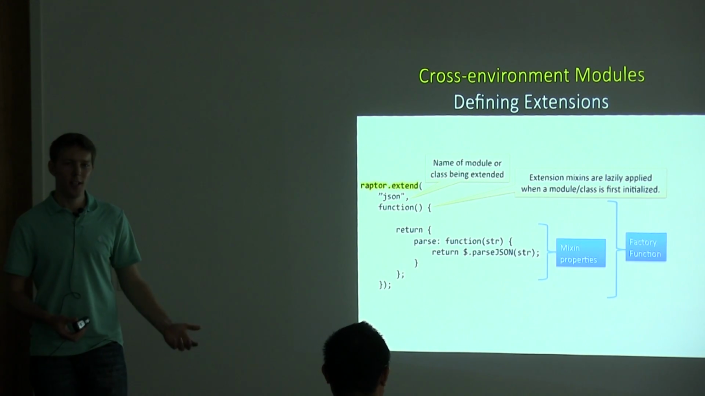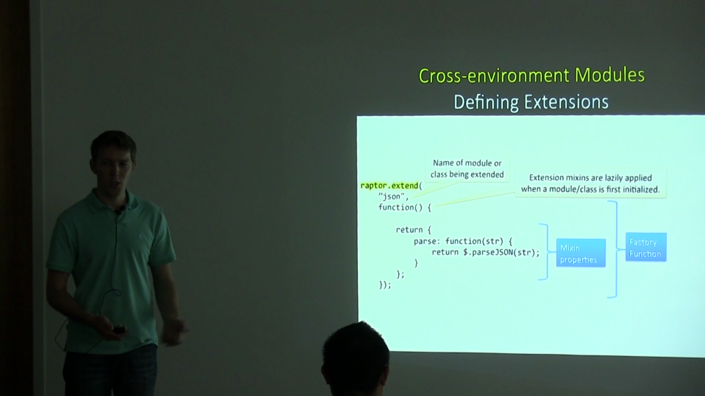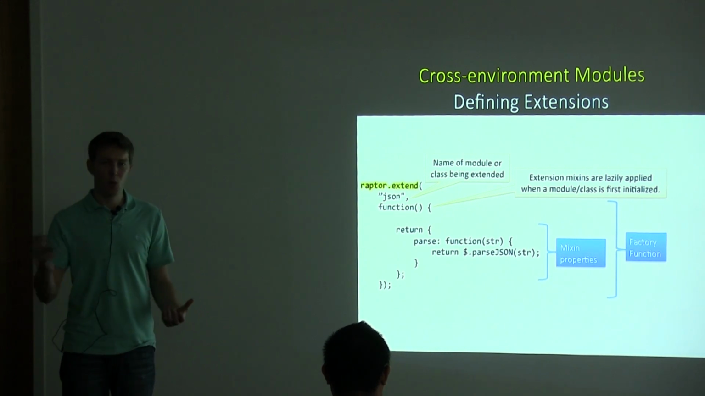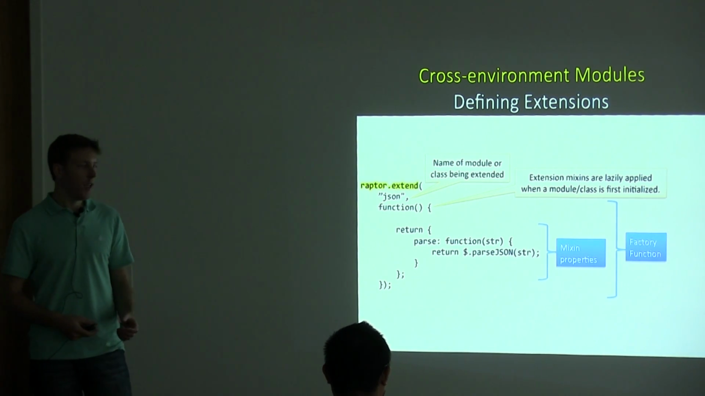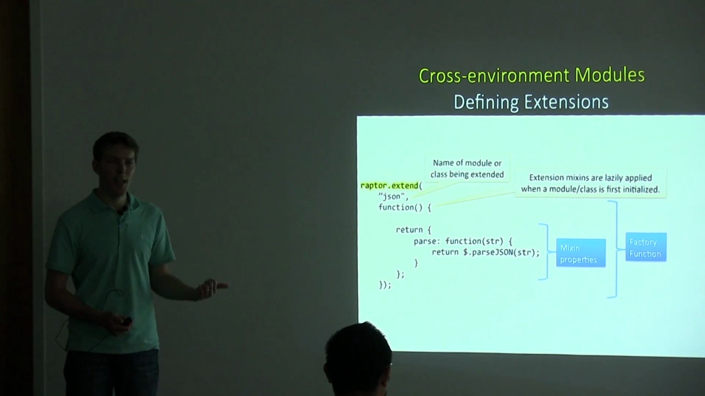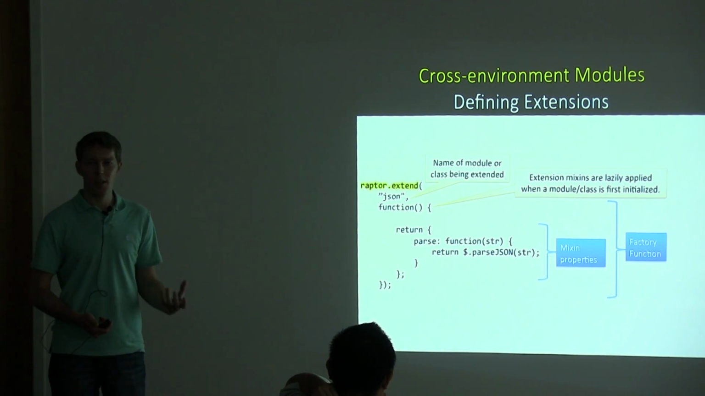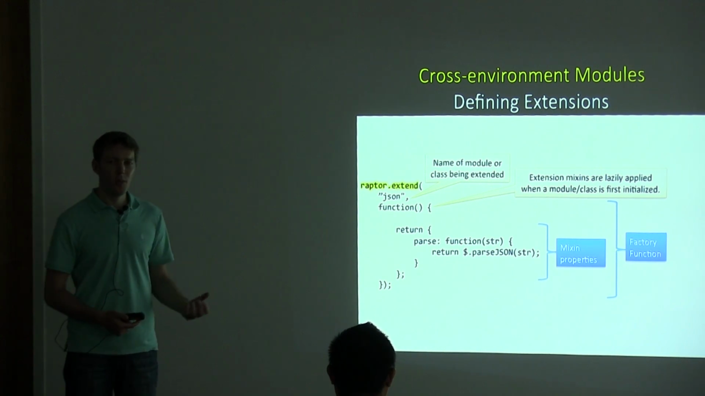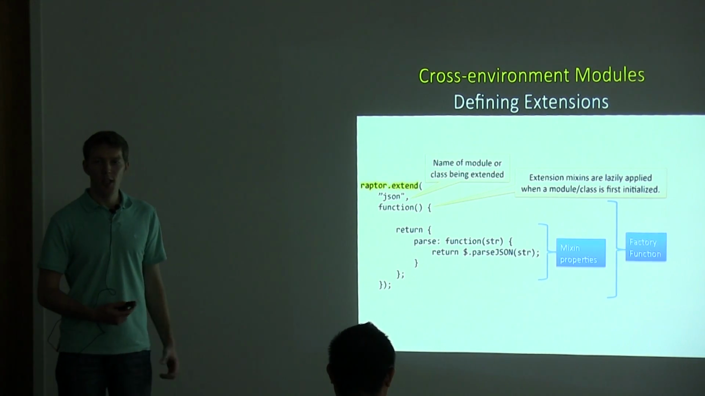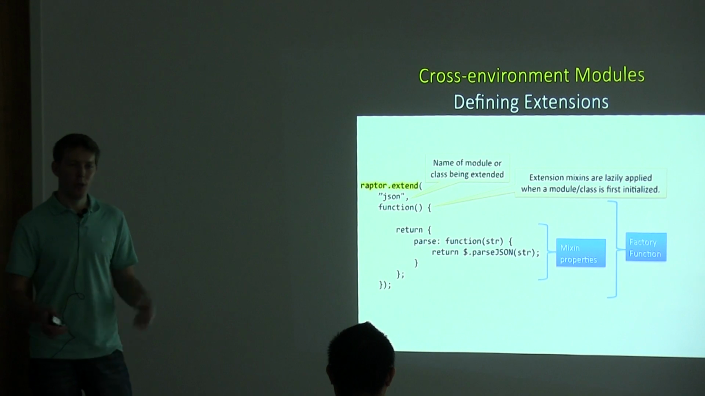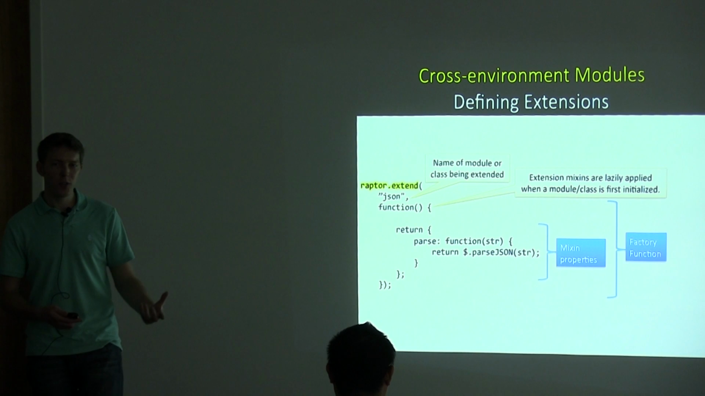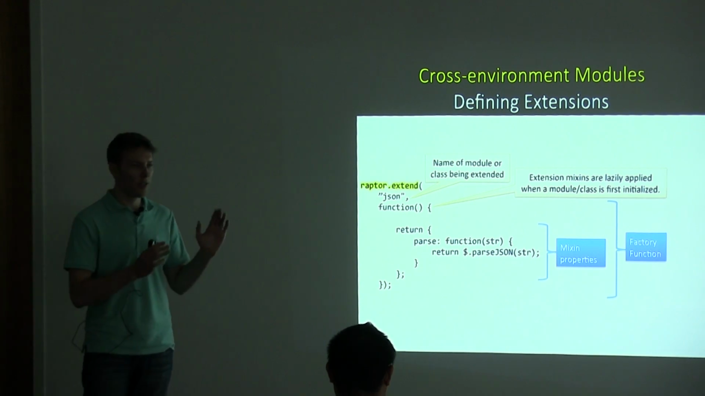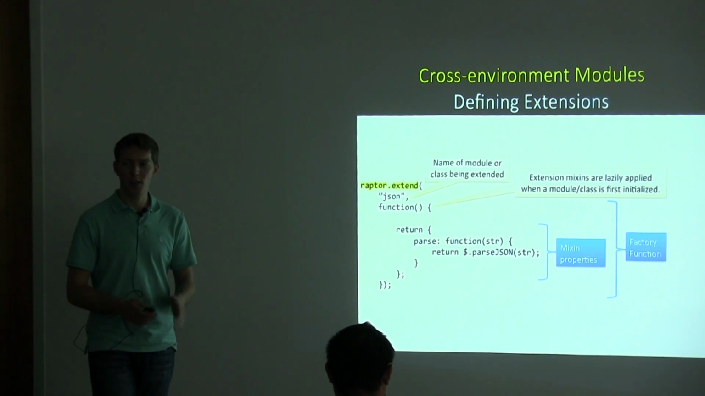Now, Raptor.extend is very similar to the extend method that most of you have already used, where it just copies properties into the actual target object. The only nice thing here is that you pass in the name of the target instead of the actual object that you want to extend. And if the object has not already been loaded, it just registers the extension with the actual module. So when it's first loaded, the extensions will be applied. So again, it goes back to the whole lazy initialization for everything.